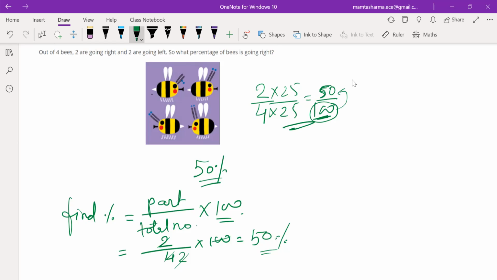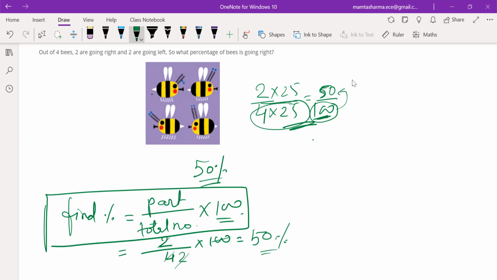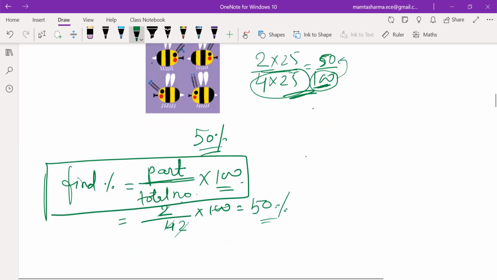So this is another method of doing the same problem, converting the denominator into 100. Actually, I think you can directly convert. Why are you unnecessarily making your calculation complicated? These are very small numbers. Use percentage always. Percentage can be found by using this formula: part divided by total number into 100. That's it.